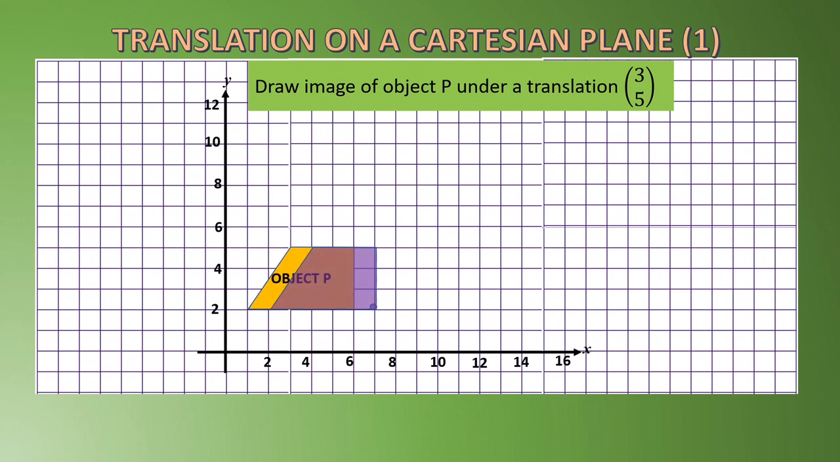So object P will move 3 units to the right hand side. Then followed by movement 5 units upward.